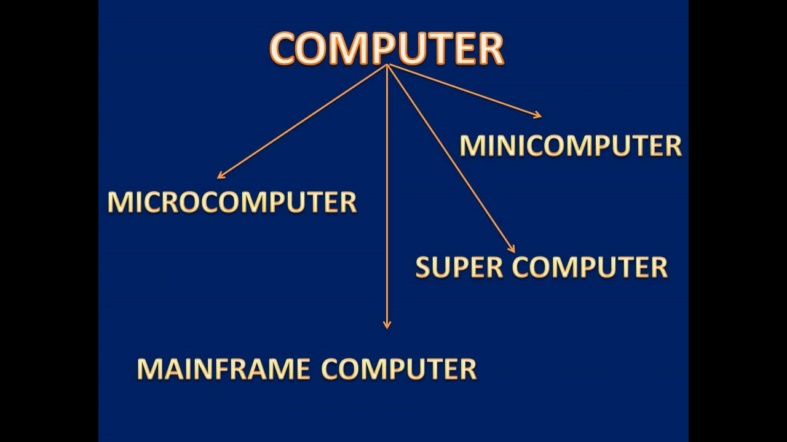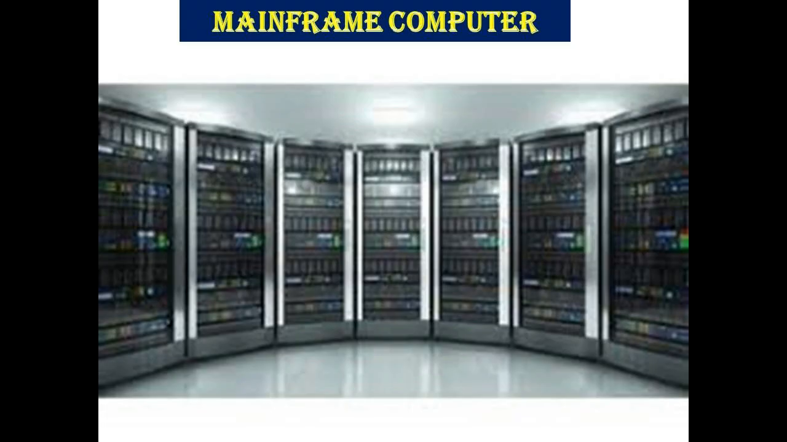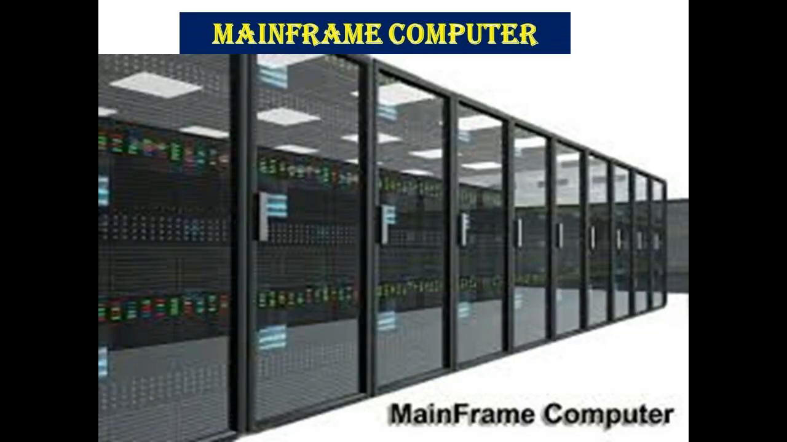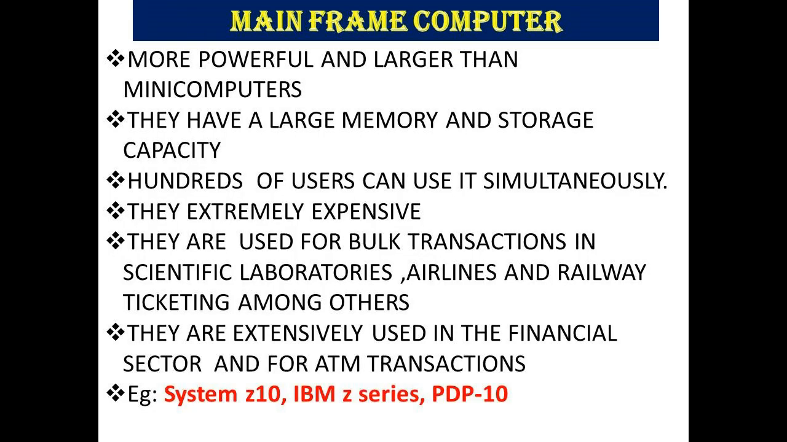Children, shall we check the next type of computer? What's that? Mainframe computer. Okay? Do you know anything about this computer? What are mainframe computers? Mainframe computers are large and much more powerful than a mini computer. They have a large memory and storage capacity that makes them work at extremely high speeds. Those computers are used in a network environment and hundreds of users can use it simultaneously. Oh, it's wonderful. Hundreds of users can use it simultaneously at the same time.